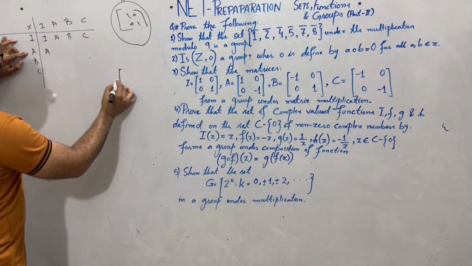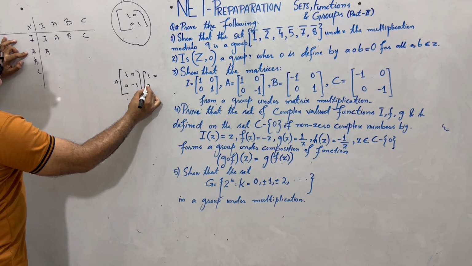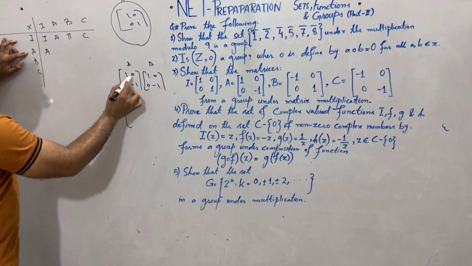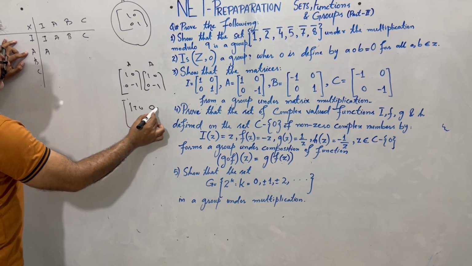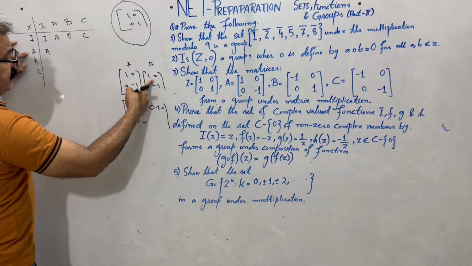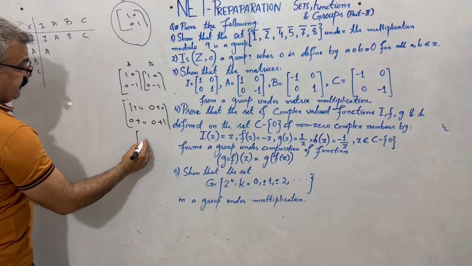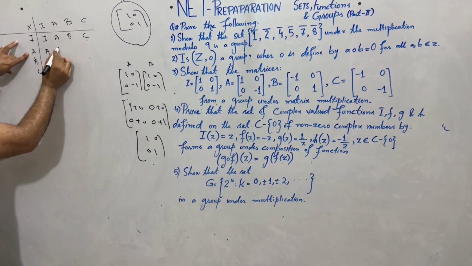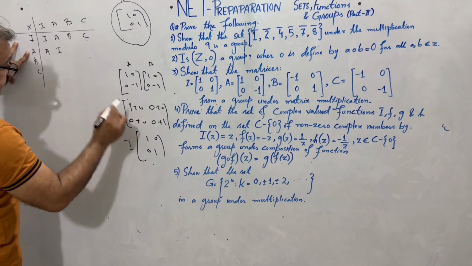What is our A? A is [1 0; 0 -1], multiplied with [1 0; 0 -1]. Let's see what is our result. 1 times 1 is 1, 0 times 0 is 0, 1 times 0 is 0, this is also 0. This is multiplication of 2 by 2 matrices. 0 plus 0, 0 times 0 is 0, minus 1 times minus 1 is positive 1. So we have [1 0; 0 1]. Means if I multiply A with A, I will get I.